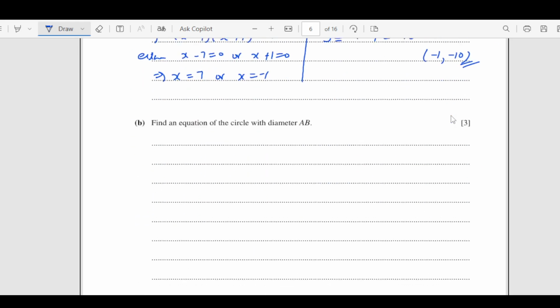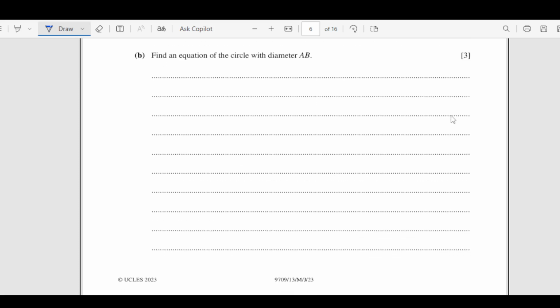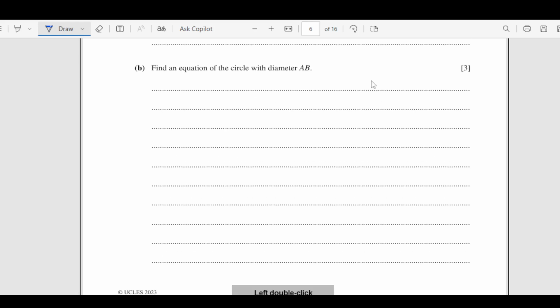Now find an equation of the circle with diameter AB. Let's say we have the same circle we have here, but AB is now a diameter, so it is passing through the center here. So this is now A and this is now B. So we have the coordinates of A and B.